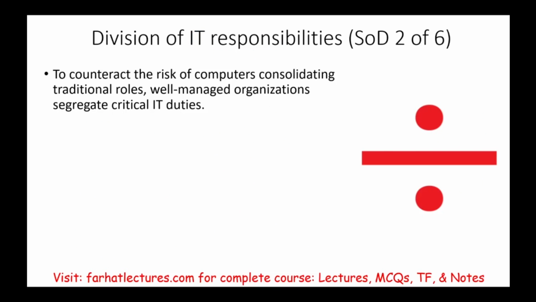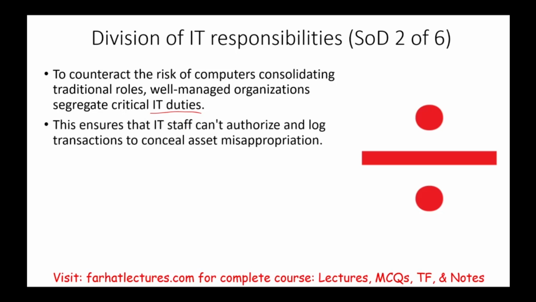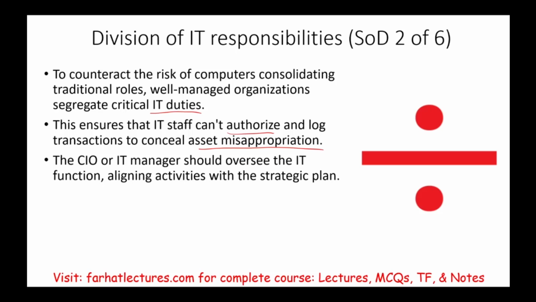Okay, to counteract the risk of computers consolidating traditional roles, well-managed organizations segregate critical IT duties, which I showed you on the previous slide. This ensures that IT staff cannot authorize and log transactions to misappropriate assets. Simply put, you cannot authorize the transaction and be able to record the transaction. As we said, the Chief Information Officer should oversee the IT function, aligning activities with the strategic plan. So this is the person on the top.